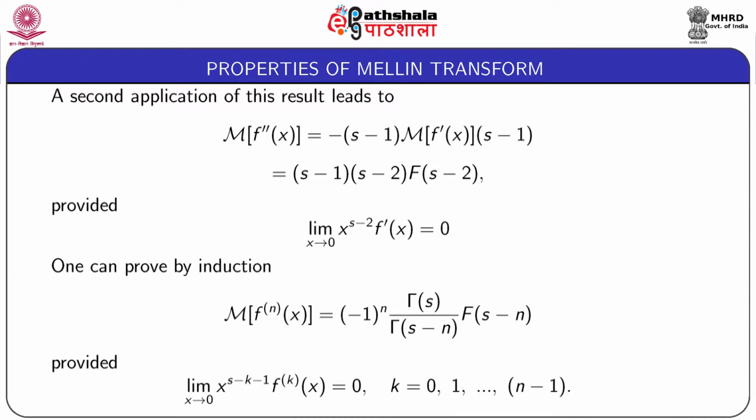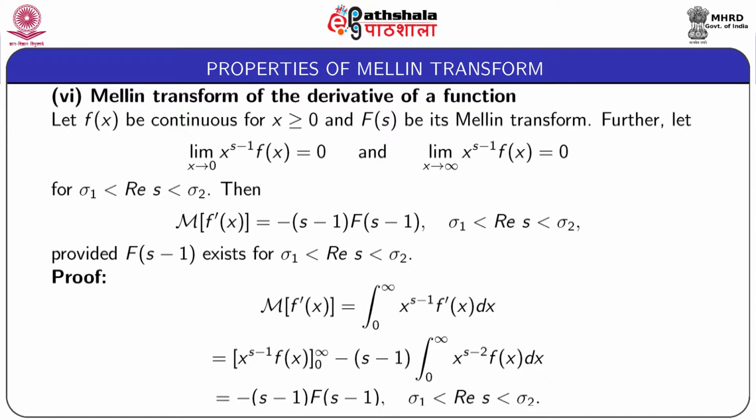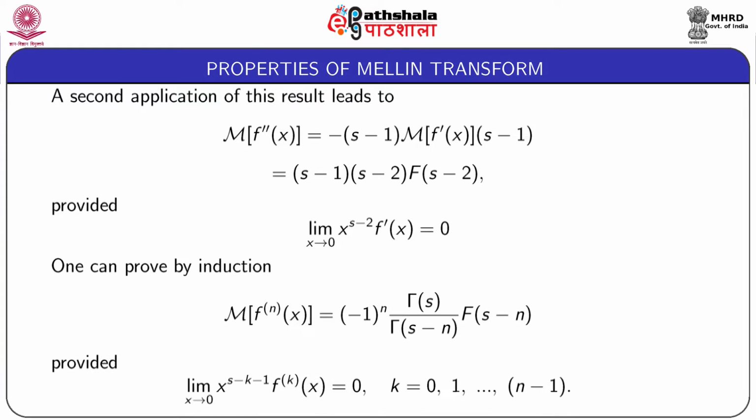A second application of this result leads to the Mellin transform of f''(x), which is equal to minus (s-1) times the Mellin transform of f'(x) at s-1. Applying the previous result, that is the Mellin transform of f'(x) equal to minus (s-1) F(s-1), we write this as the Mellin transform of f''(x) equal to (s-1)(s-2) F(s-2), provided the limit as x tends to 0 of x^(s-2) f'(x) is equal to 0.